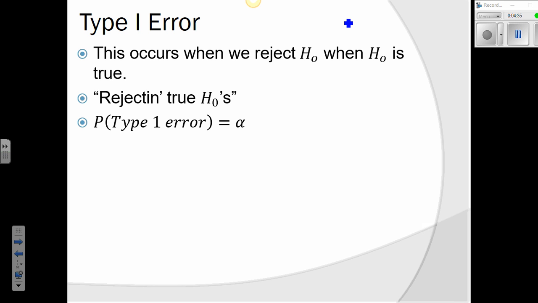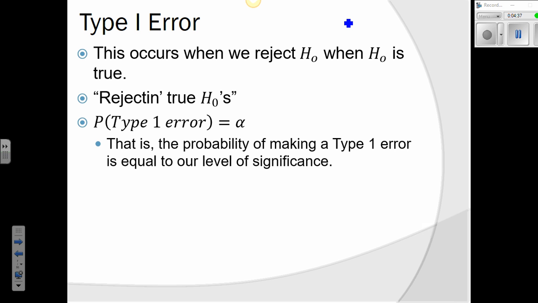Does that make sense? All right, so what this means is the probability of making a type 1 error is equal to our level of significance. So it's that line right there. It's the line in the sand, basically, is the probability of you making a type 1 error.